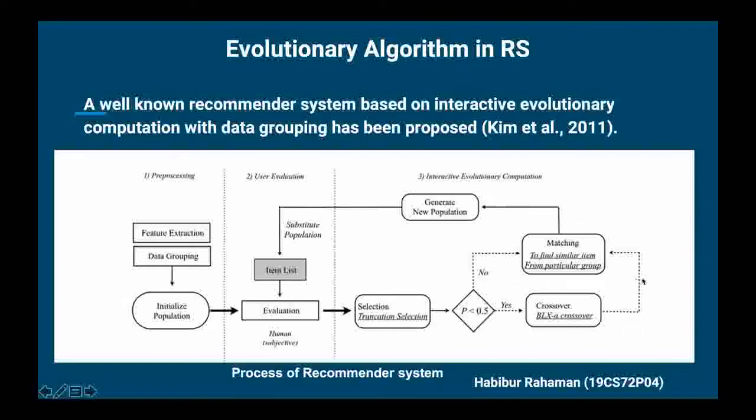There are three stages which you can see: the pre-processing stage, the user evaluation stage, and the interactive evolutionary computation. So the data extraction and grouping is done, and then we create the initial population, then evaluation is done, and then with selection criteria, selection truncation, if the probability is less than 0.5, then crossover happens, and then matching, then a new population is generated, and this process repeats again and again.